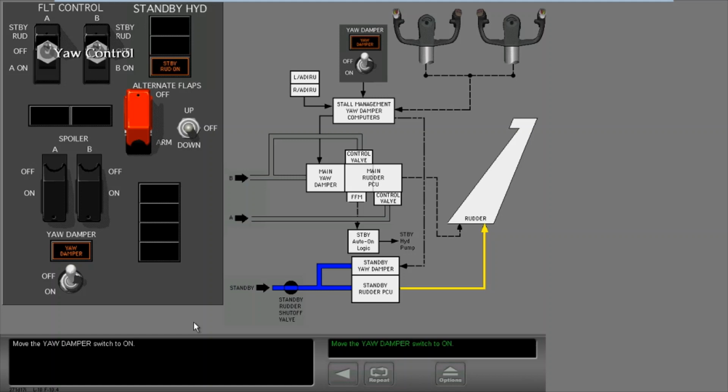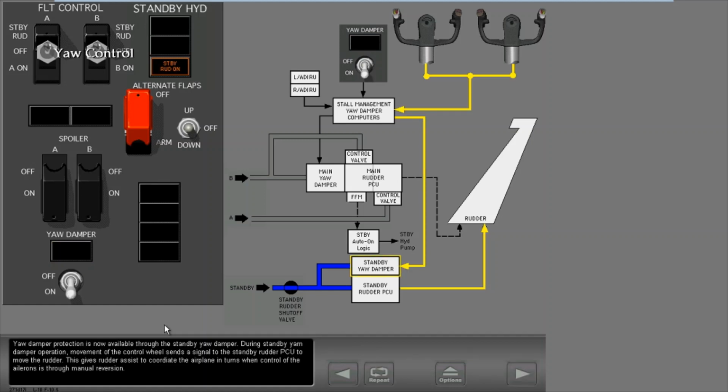Standby rudder on light illumination activates the master caution and flight control lights on the system annunciations panel. Move the yaw damper switch to on. Yaw damper protection is now available through the standby yaw damper. During standby yaw damper operation, movement of the control wheel sends a signal to the standby rudder PCU to move the rudder. This gives rudder assist to coordinate the airplane in turns when control of the ailerons is through manual reversion.